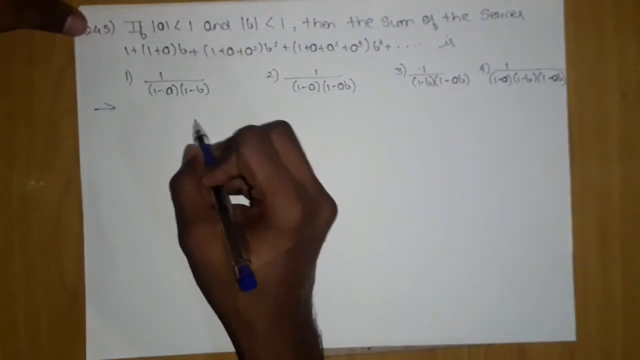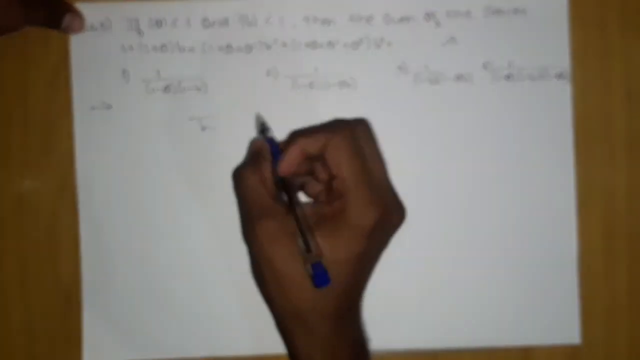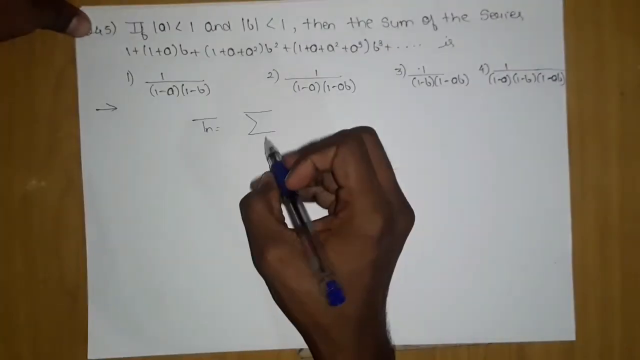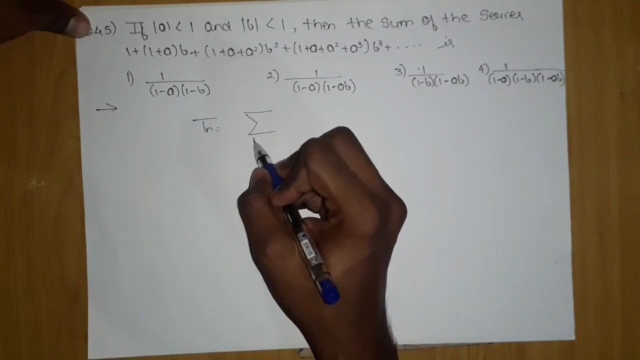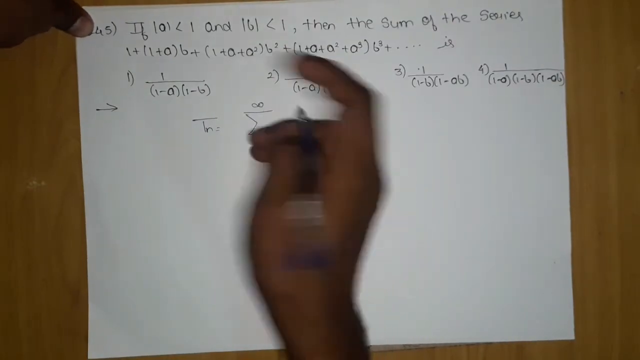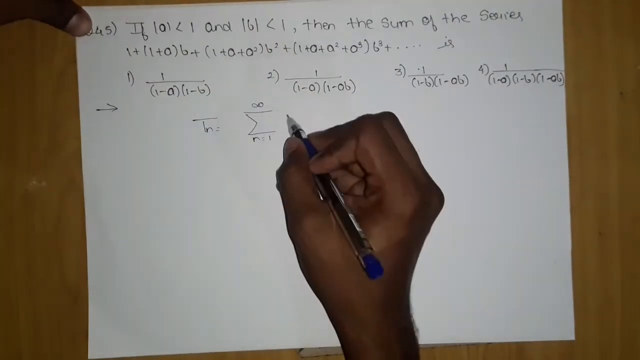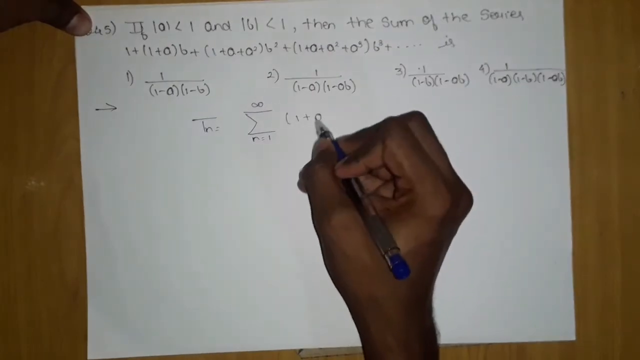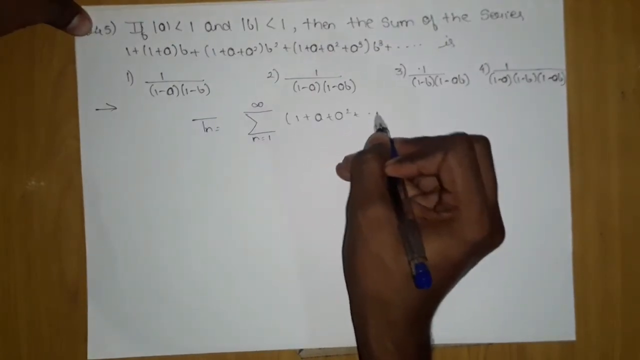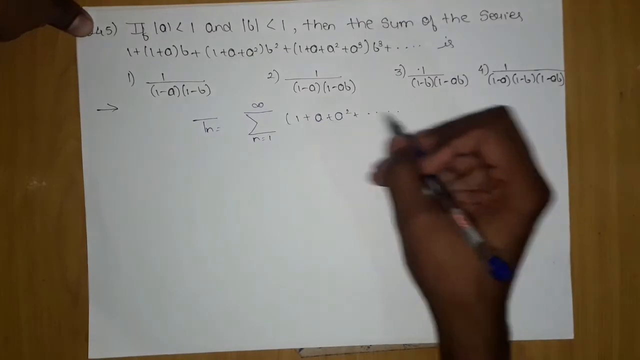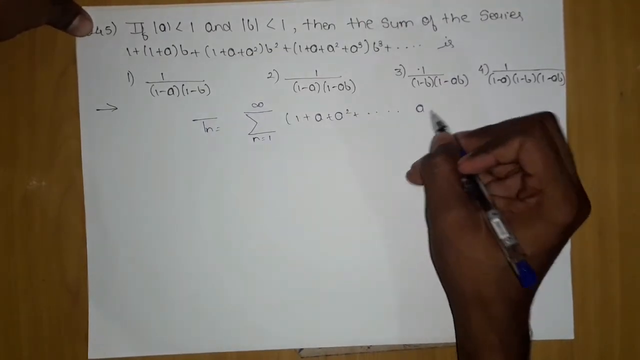So for the sum, I need the Tn, and after knowing the Tn, I can apply the sum from n equals 1 to infinity, because they have given us the hint. The last term will be what? A square. I know this will go on. Since it is beginning from 0, it should have an end.